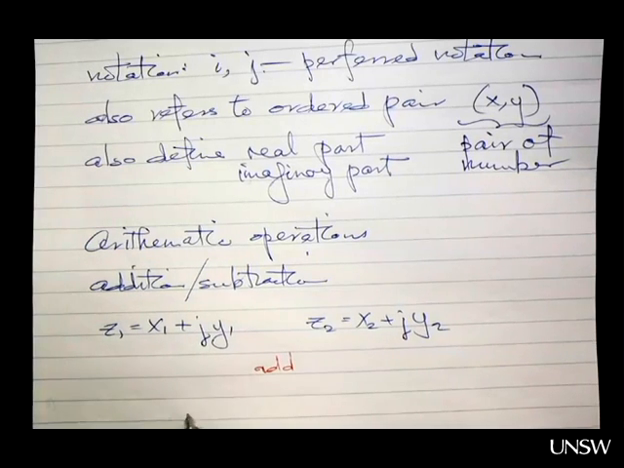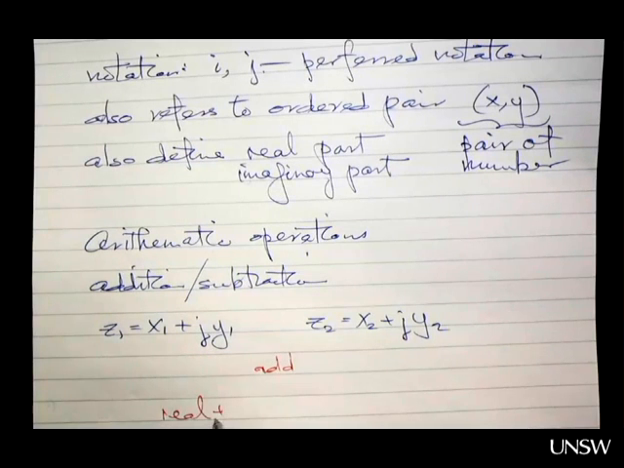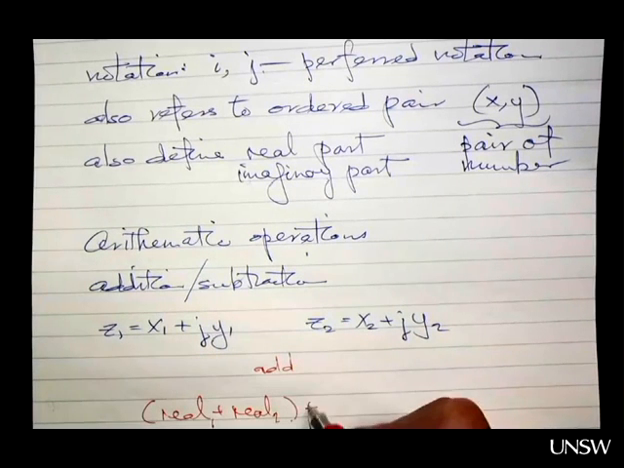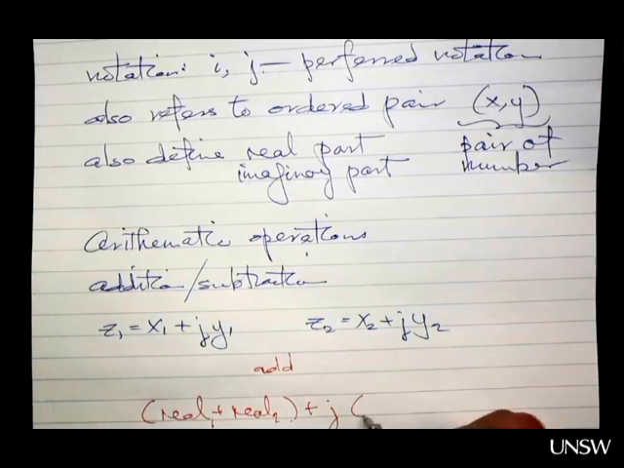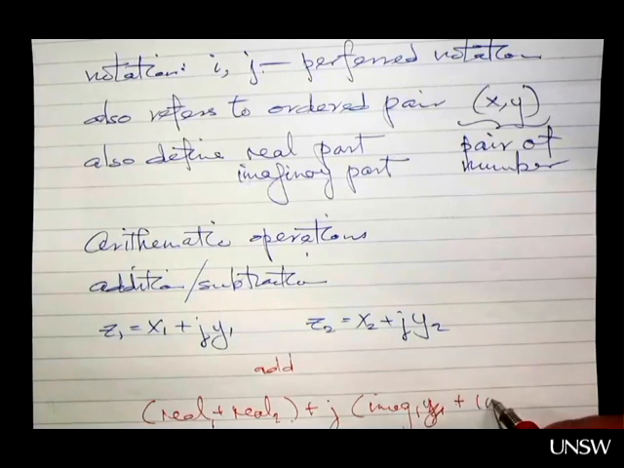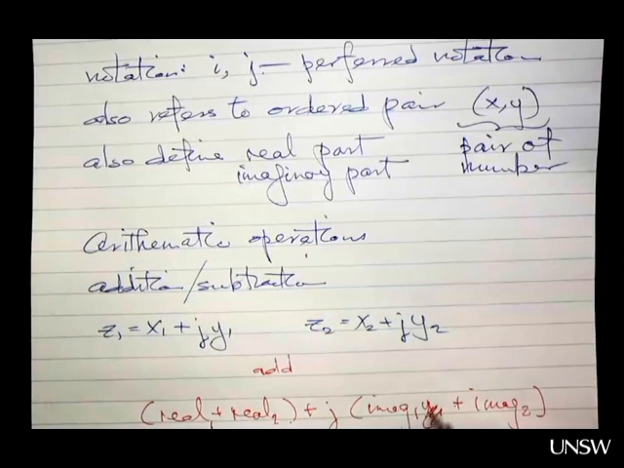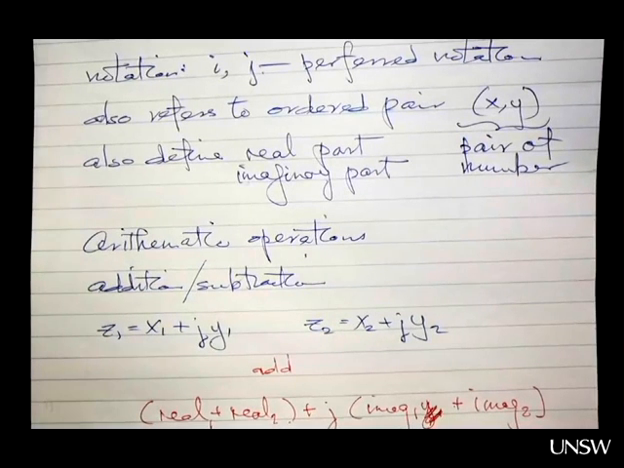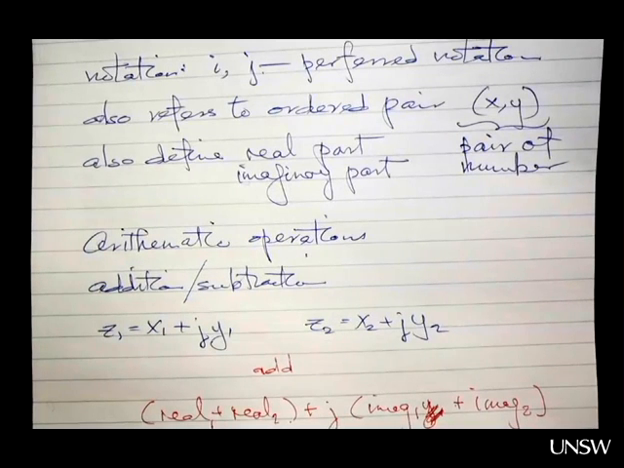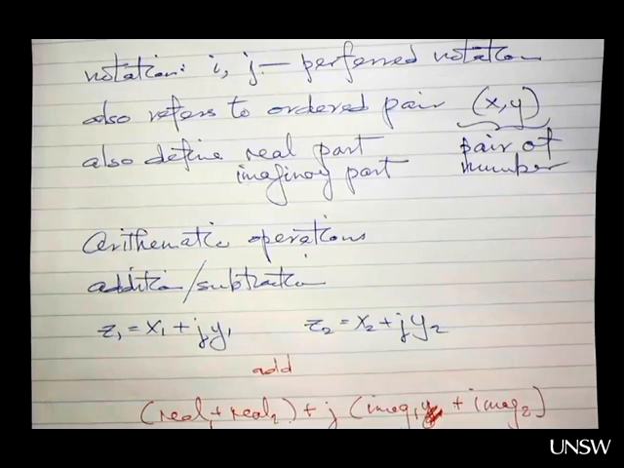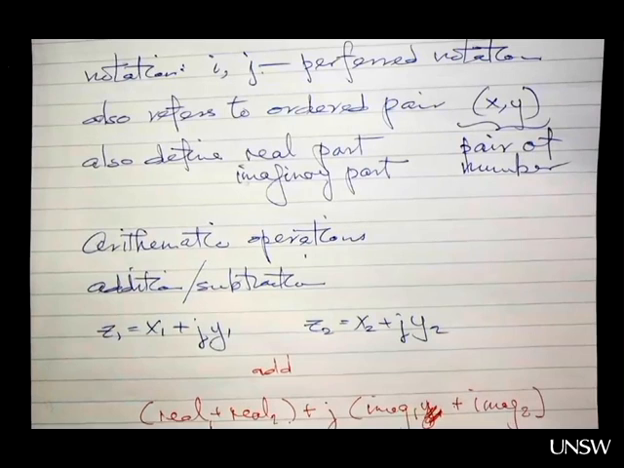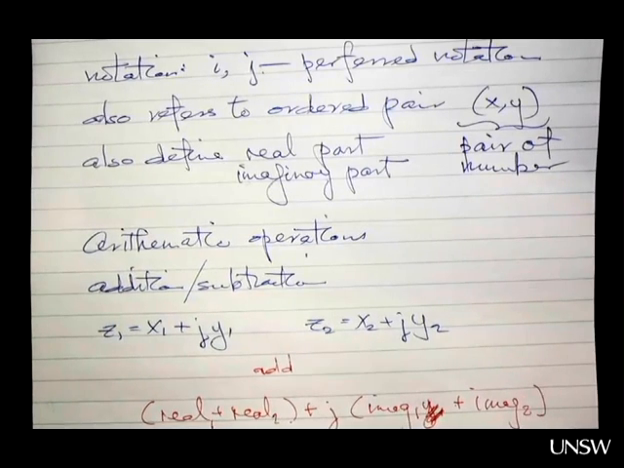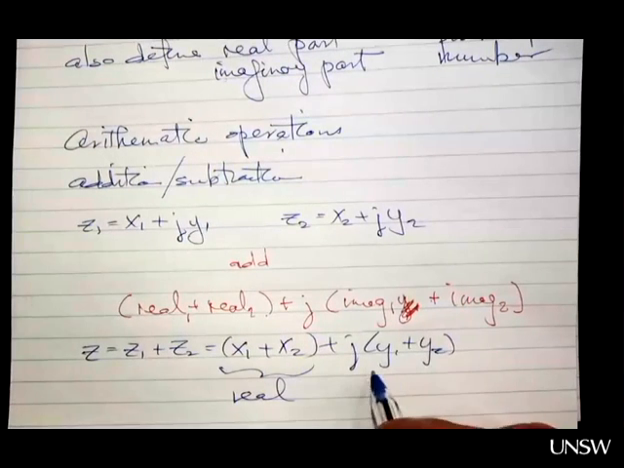How we add them together is this: the real part 1 plus the real part 2. And then in the complex notation, it is the imaginary part y1 plus the imaginary part 2. So the result is z equals z1 plus z2. So it is x1 plus x2, the real part, and then the imaginary part. So this is the real part, and then this is the imaginary part.